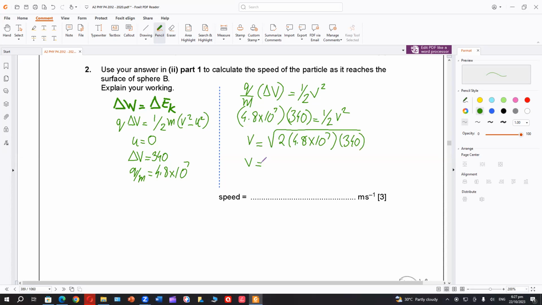Now solve this and let me know the answer. 1.8 into 10 power 5.